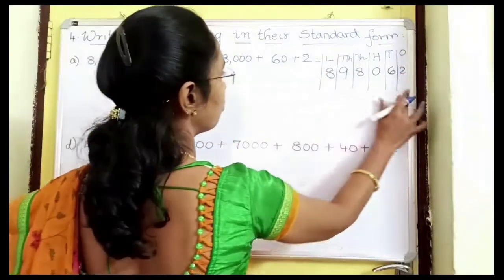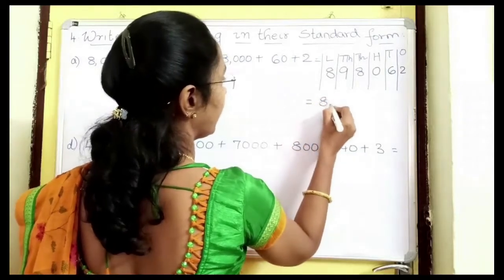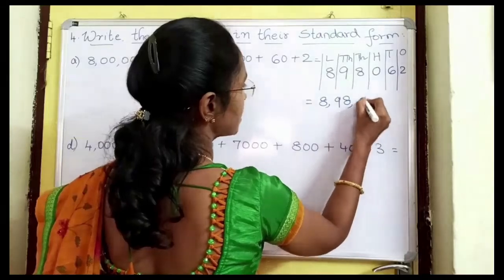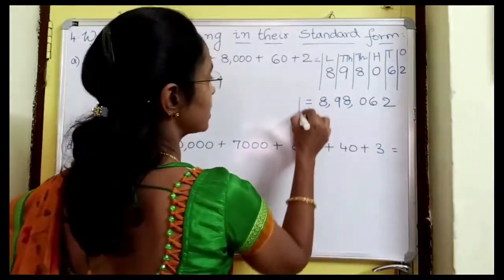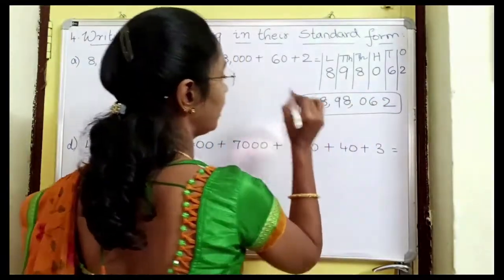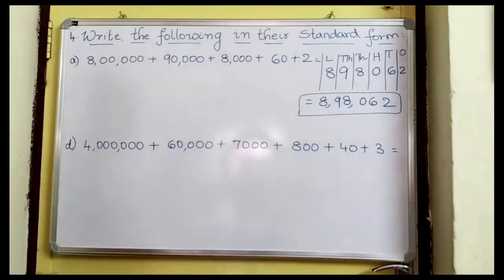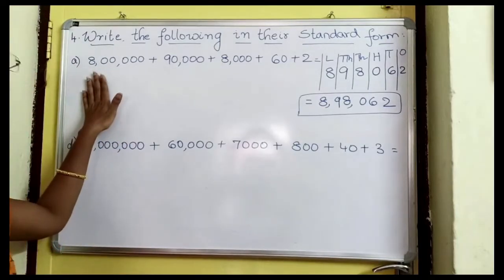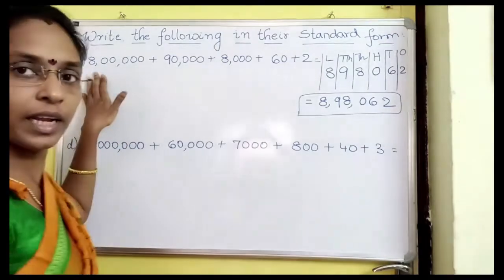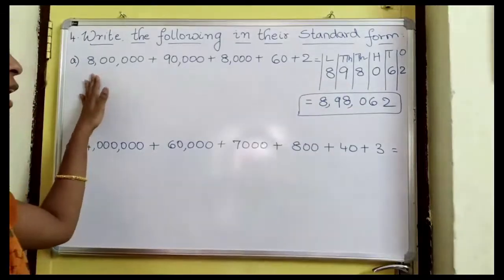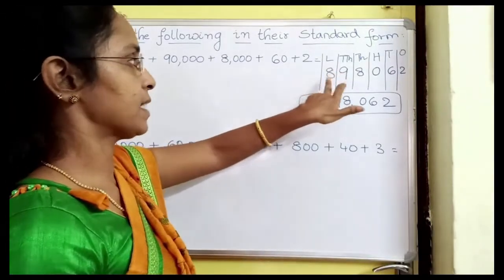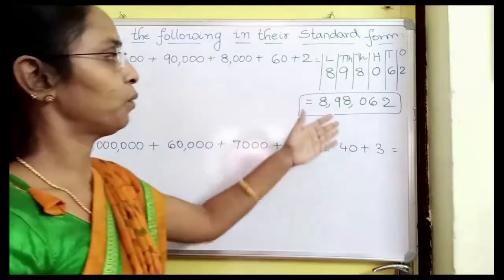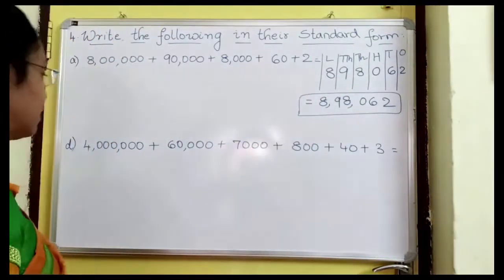So the standard form of the given number is 8,98,062. This is the standard form of the given number. When you are writing the standard form, see the highest place value, then identify whether the number is in the Indian system or in the international system. Then write down the places and place the digits according to the places. Then you will get the number.